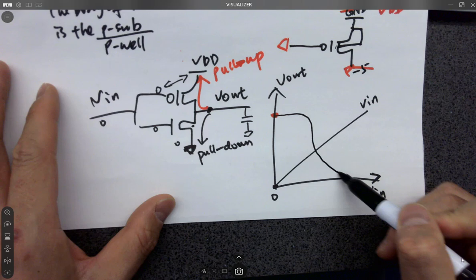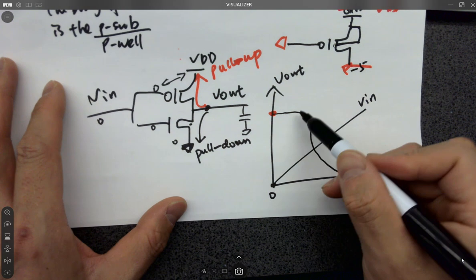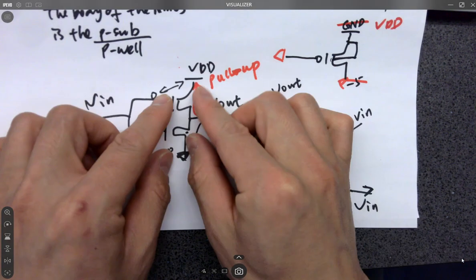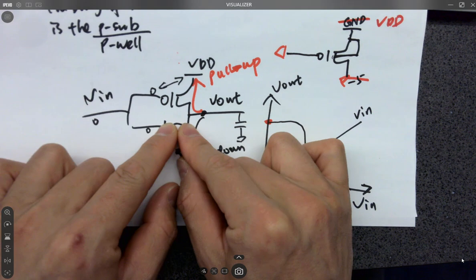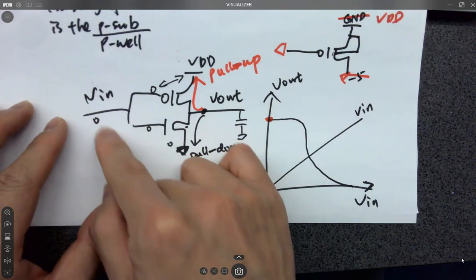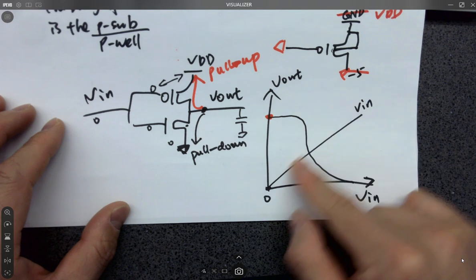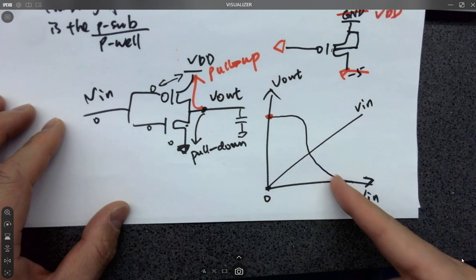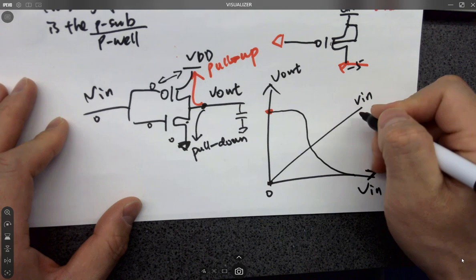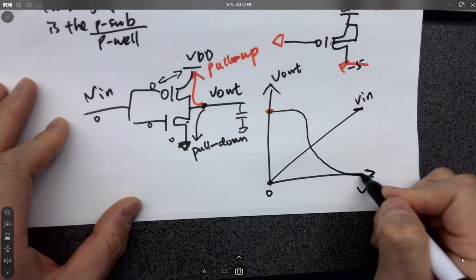It's like this. It won't happen immediately because this is gradually shutting off, and this is opening up a little bit. Whenever Vin is rising, that's why you are seeing a ramp here. But eventually, whenever Vin becomes 5 volts, your VL becomes 0 volts.